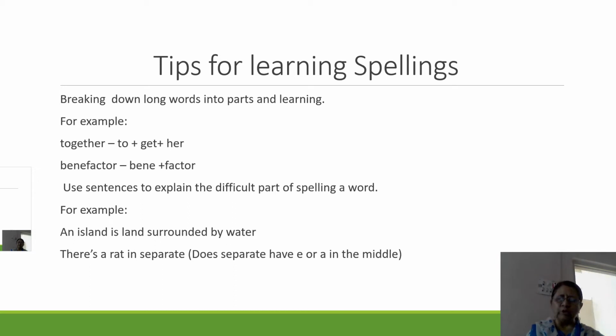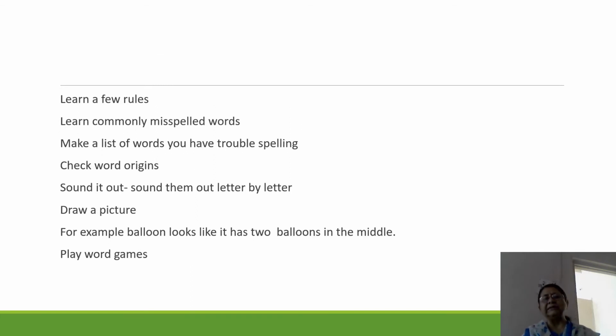There are some more ways in which we can learn spellings very easily and fast. The next one is that there are some rules, like in many words you have Y. If it is a plural word, then I have to change Y to I and add ES. You have similar rules for many others. So you can learn a few rules which will make it very easy for you to learn spellings.